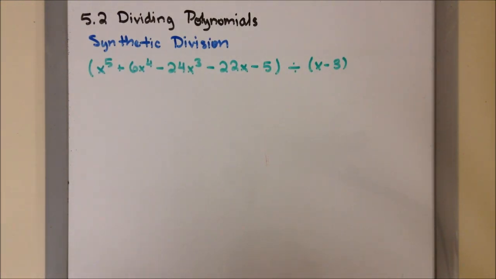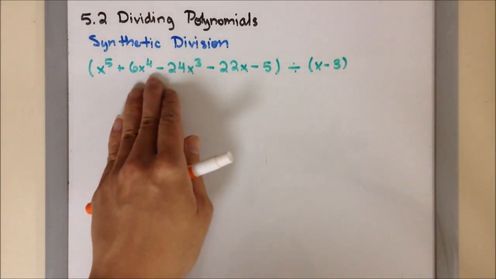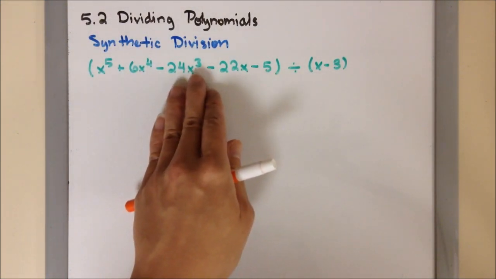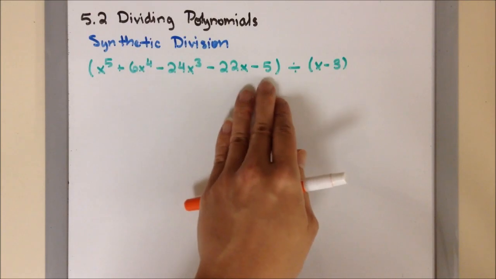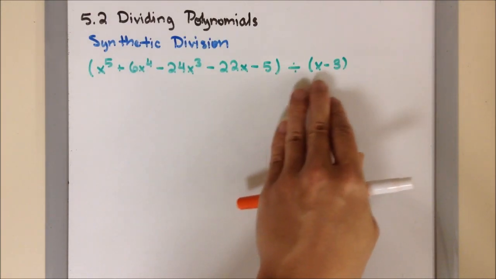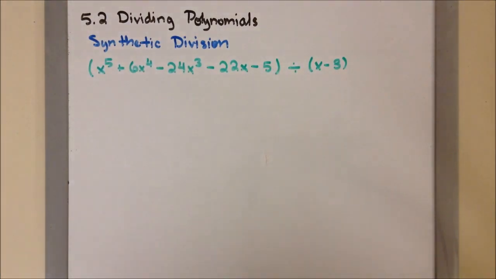Now, we have x to the fifth plus 6x to the fourth minus 24x to the third minus 22x minus 5 divided by x minus 3. Now, for any kind of dividing whatsoever, before we do any work for dividing, always check for missing terms. So I repeat, always check for missing terms. So let's check for missing terms in this example.